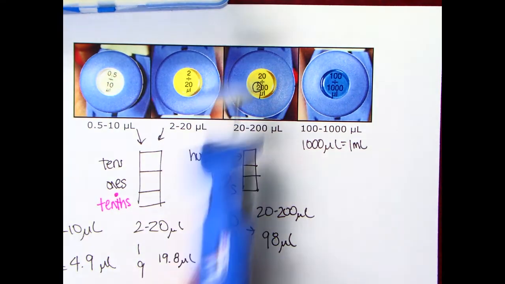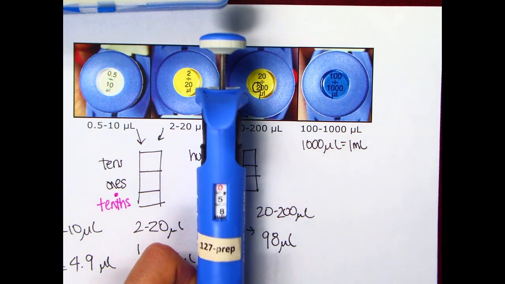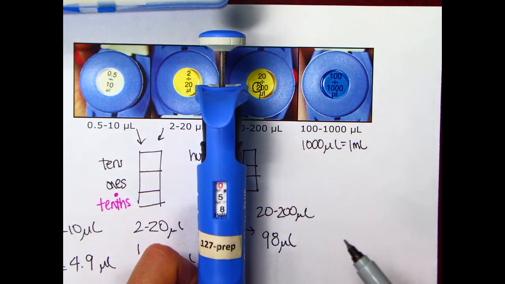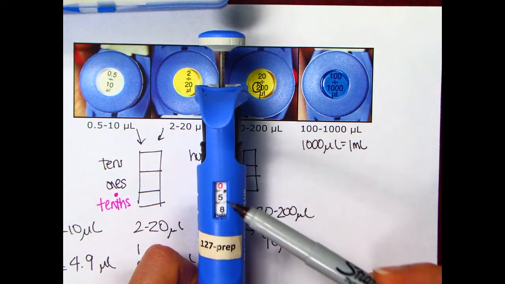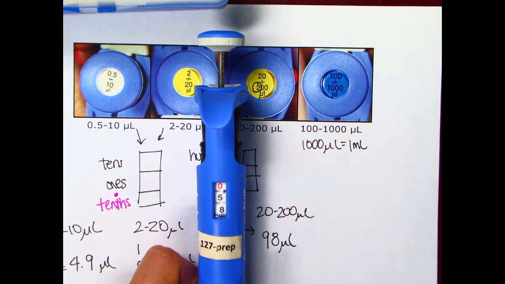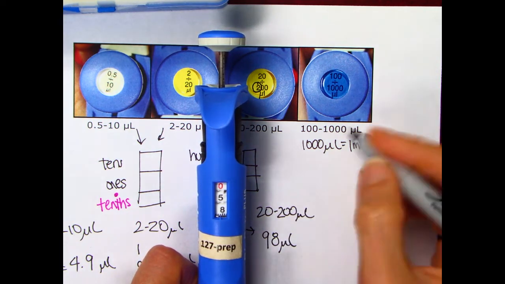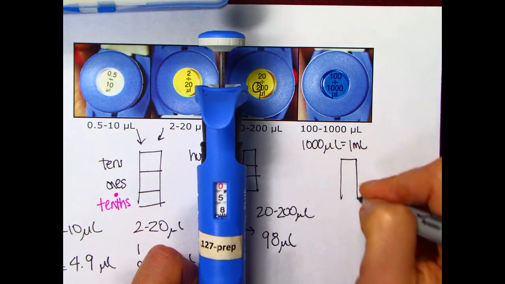The final one that you will use is the 100 to 1000 microliter pipettor. You'll see that it has a red number at the top. That red number is, well, I'll let you figure it out for yourself.